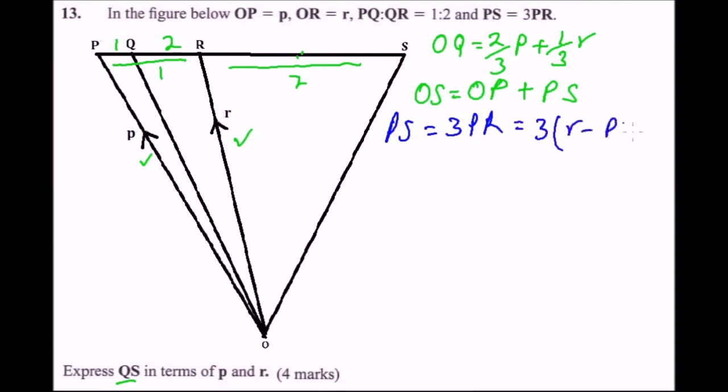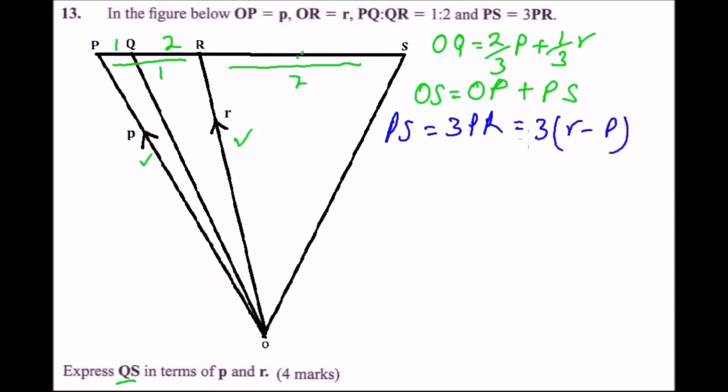With that, we now focus on OS. So OS is equals to, moving from O to S is the same as moving from O to P and P to S. So this is OP plus PS. We know OP is equals to P, so now we need to find PS. PS, we are told it is equals to 3PR. So we need to find what is PR. PR is minus P plus R, so that will give us 3R minus 3P.